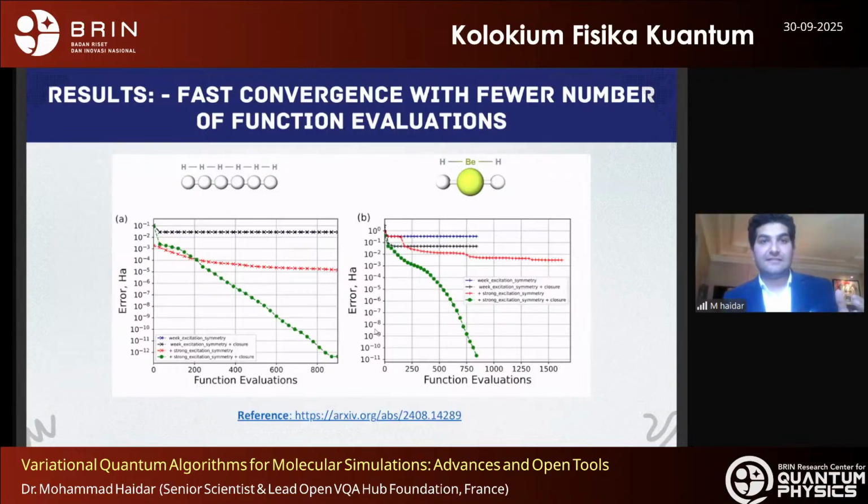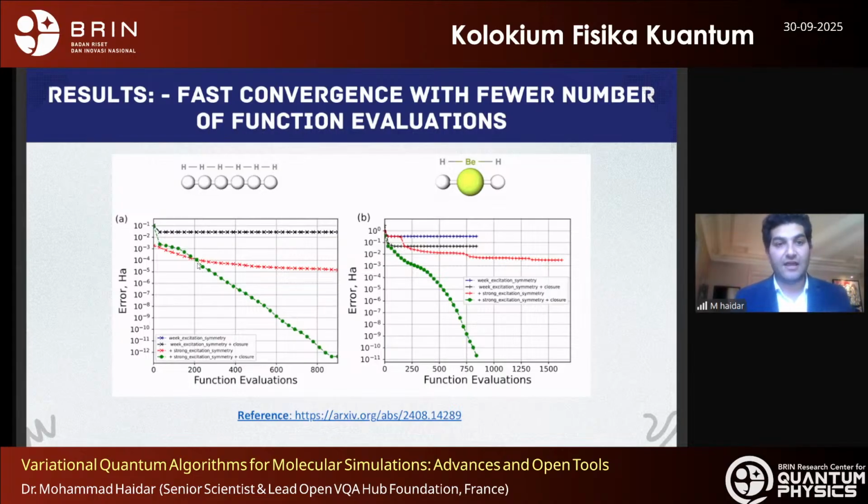So how are the results coming from the NIDAC? Here we are going to see that in a strongly correlated system, in 6 hydrogens, we arrive at 10 to the minus 12 accuracy in a very quick way, tested not experimentally here, everything classically.